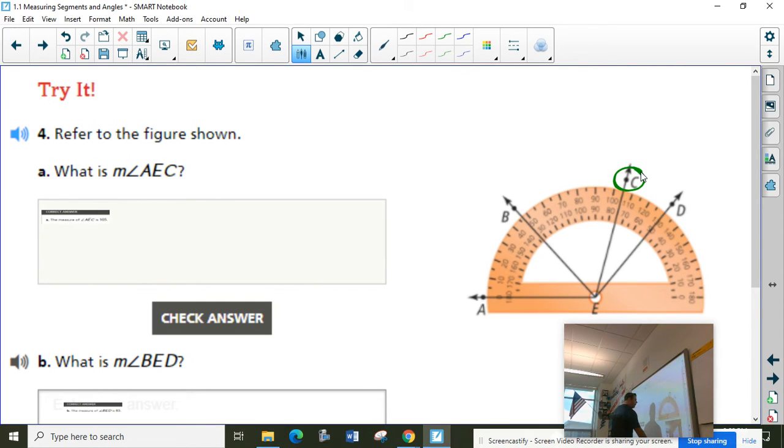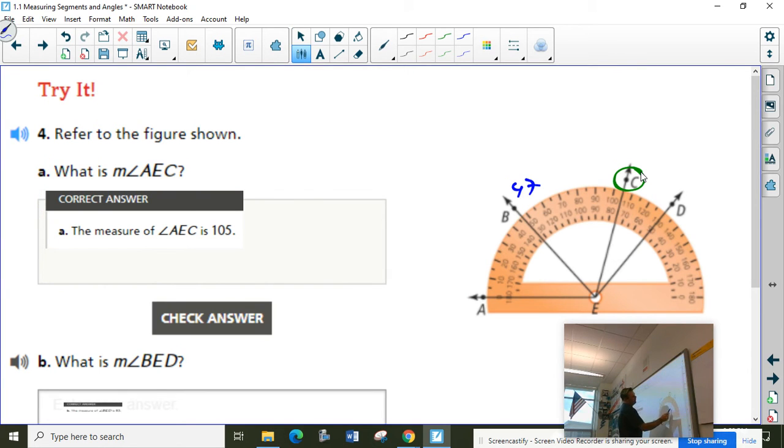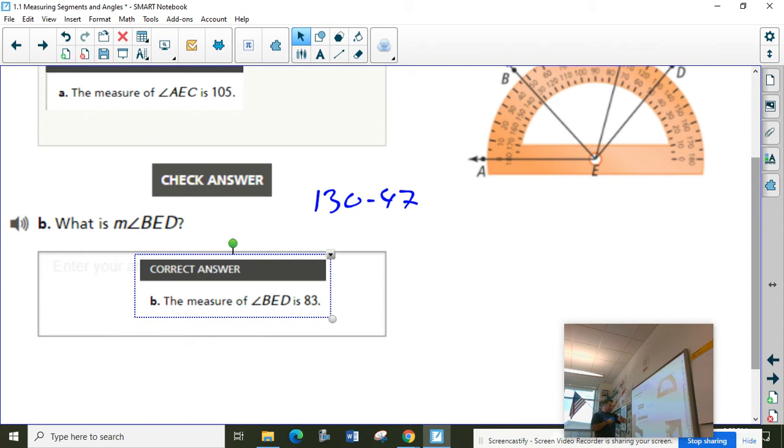So it looks like 105. So AEC, A over here. Boom. Looks like it's 105 degrees. BED. Okay, so B right here looks like, again, it's about 47 degrees. D here, and again, I'm using the outer numbers in this case because I start over here. So that's about 47, and then this one goes to about 130. So I'm going to do 130 minus 47, which should give me 83, which it did. Okay.